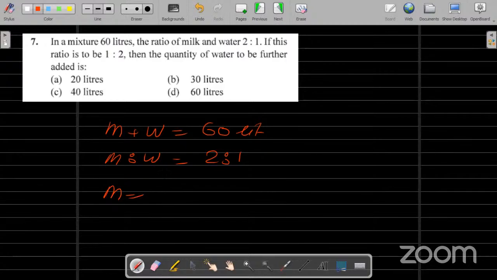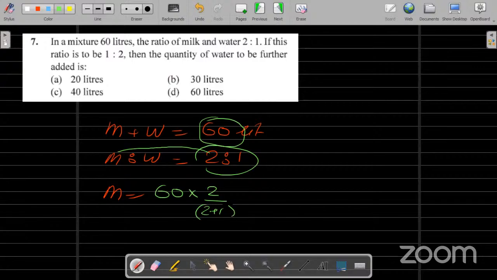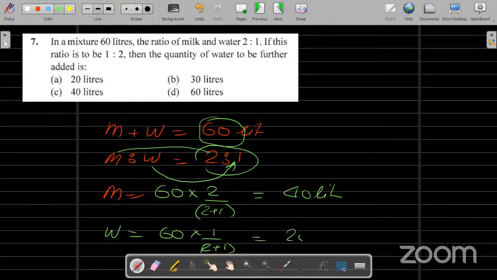The quantity of milk will be the total quantity, 60, into the number corresponding to milk in the ratio, 2, divided by the sum of all the numbers in the ratio, 2 plus 1. That is a shortcut to get the value of each variable when the sum of the variables and the ratio of the same variables is given. So 60 by 3, 20, into 2, 40 liters. And water is 60 into the number corresponding to water in the ratio, 1, divided by the sum of all the numbers in the ratio. That is equal to 20 liters.